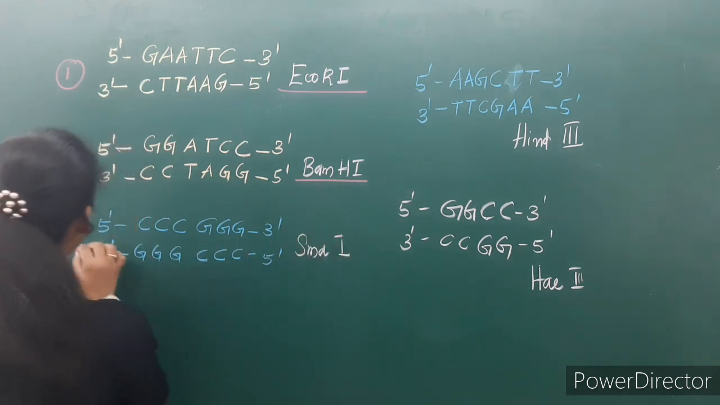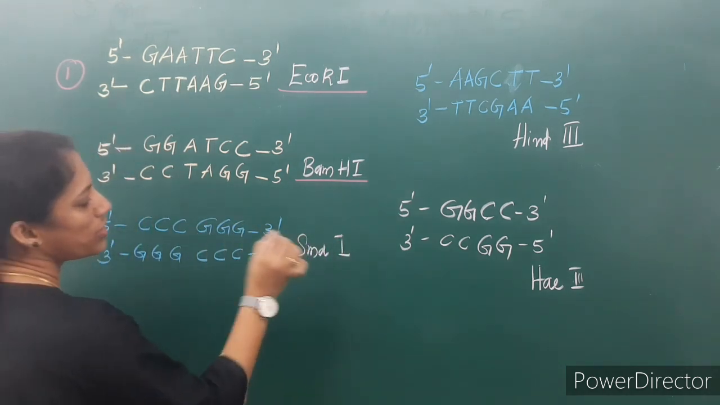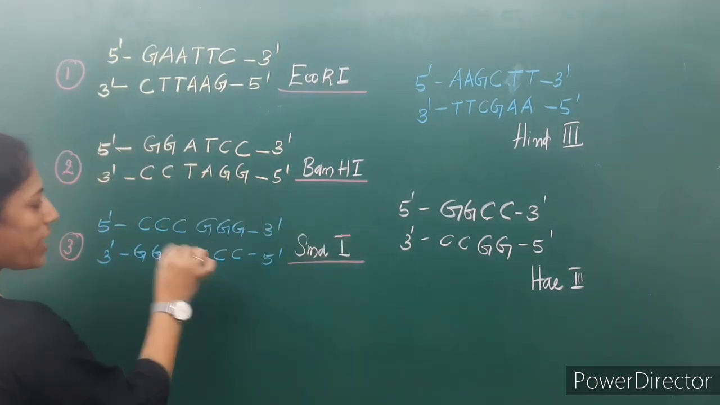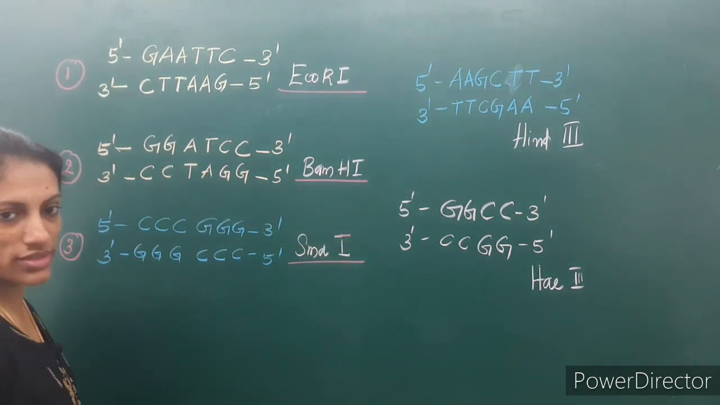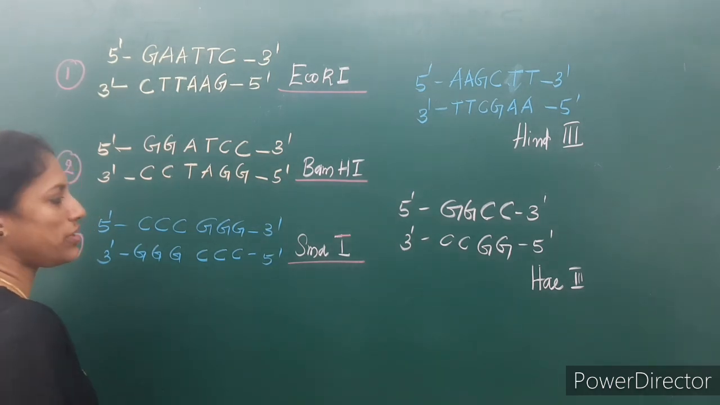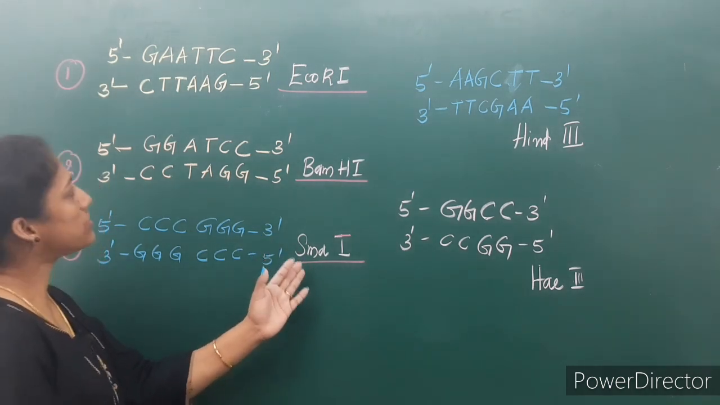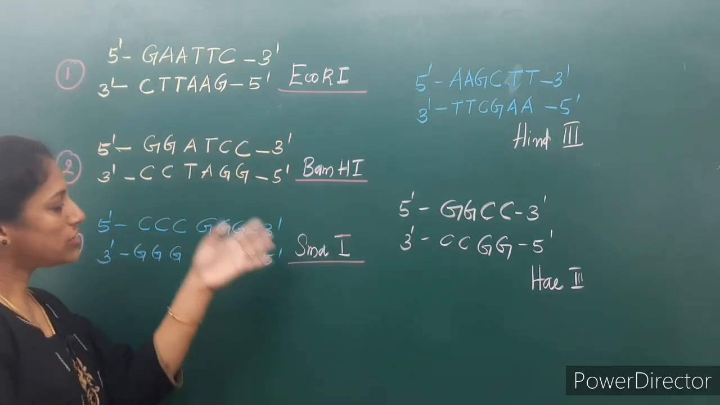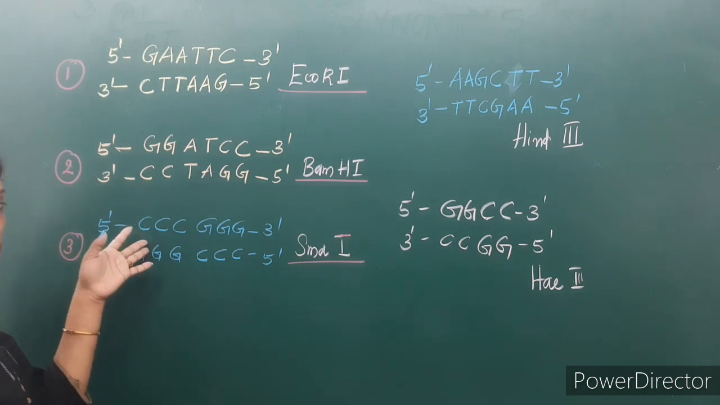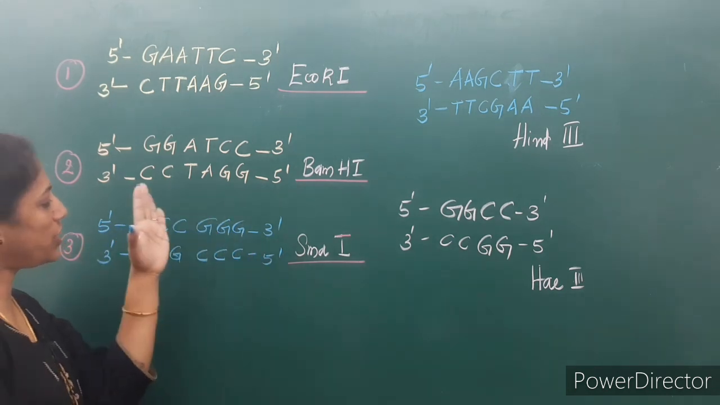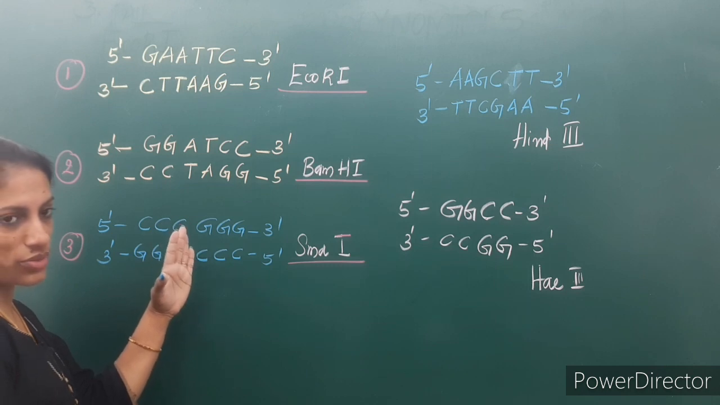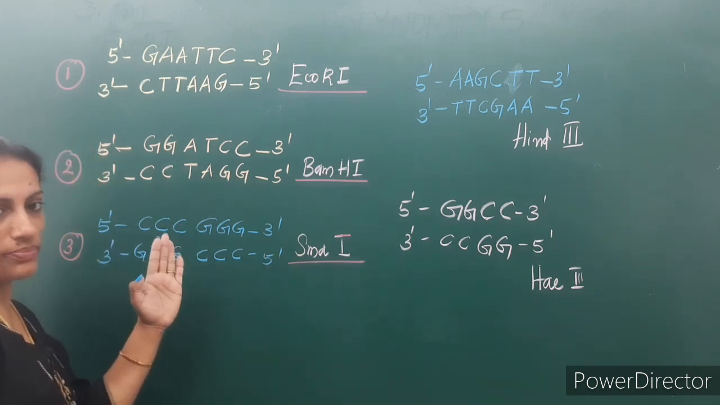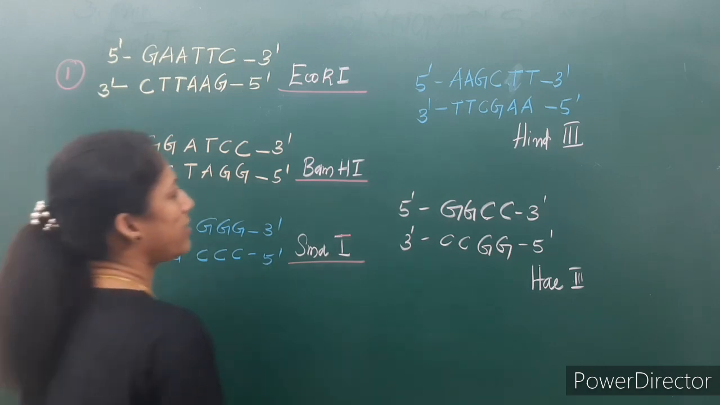Then the third example is the enzyme SmaI. Its palindromic sequence is CCCGGG. Easy to remember. If you remember two examples, remember this one and EcoR1. It cuts the DNA at this particular site only. If there is a sequence like this, SmaI can cut there. It produces a blunt end cut, not a staggered cut.